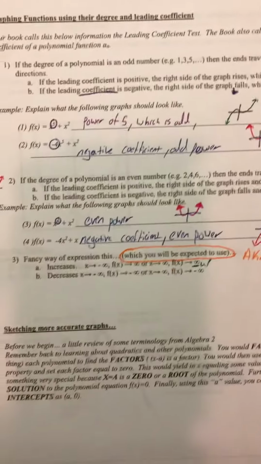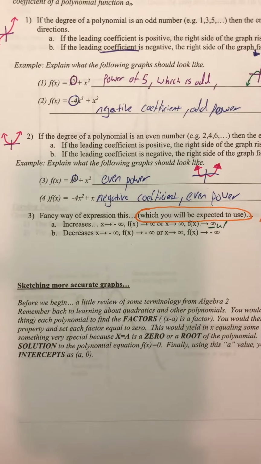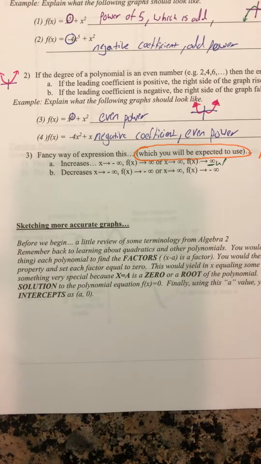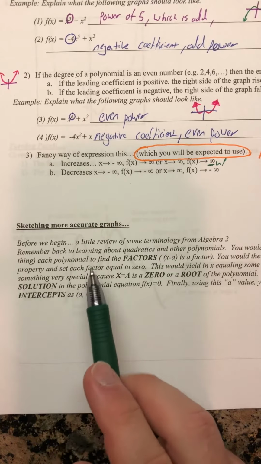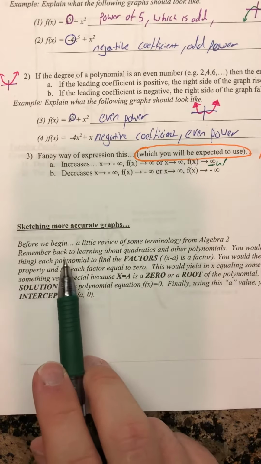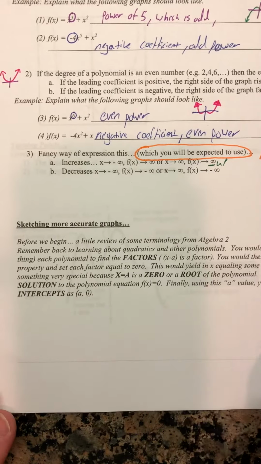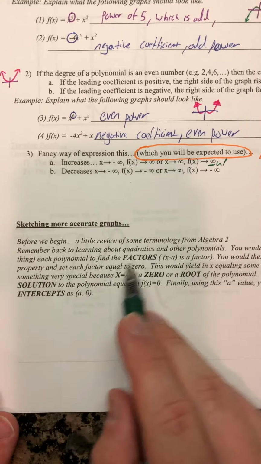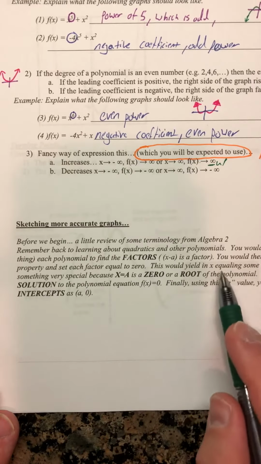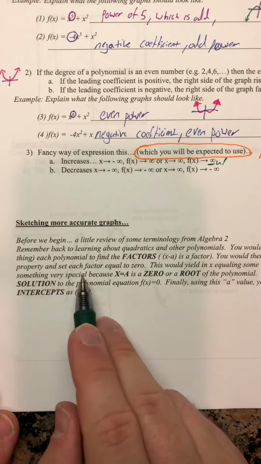Awesome, all right, so check this out, guys. Sketching more accurate graphs. We want to sketch the most accurate graph that we can, but sometimes we don't have a calculator, so we have to be really good at what we're doing and understanding what's going on, okay? So we're going to review some terminology from Algebra 2. Remember, back to learning about quadratics and other polynomials, you would factor each polynomial to find the factors. You would then use the zero product property and set each factor equal to 0.